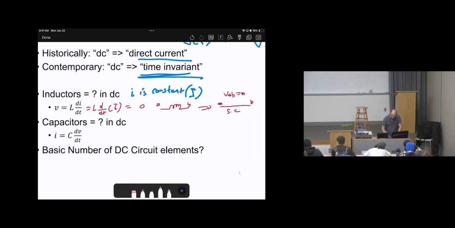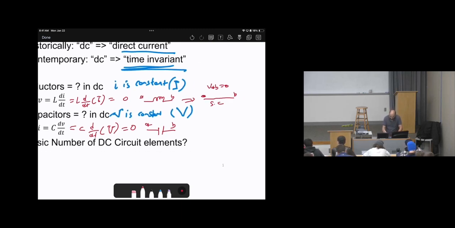How about the capacitor? For the capacitor, the voltage is constant, and it is V as uppercase. So the current will be C d by dt of uppercase V, which will be 0. Therefore, the capacitor is the opposite of the inductor. Since the inductor is a short circuit, the capacitor will be an open circuit. Since the current is 0, we can satisfy this by making an open circuit such that I equals 0. So the current will not flow. Okay?